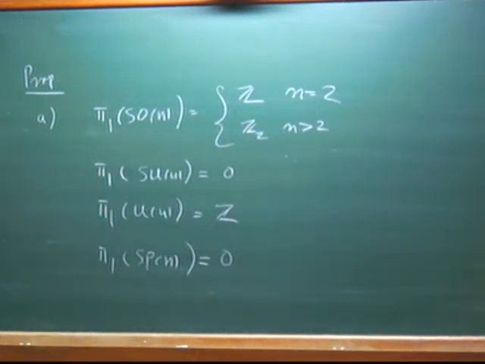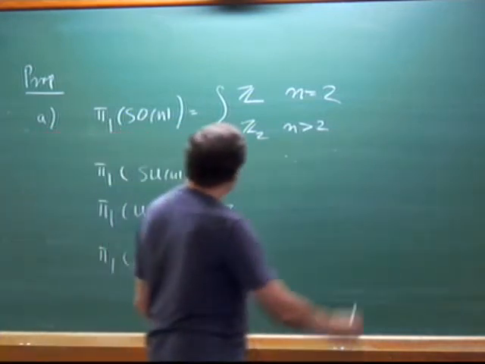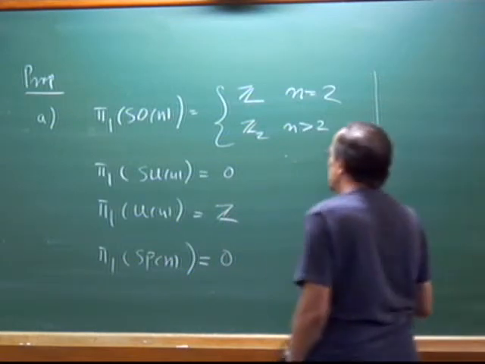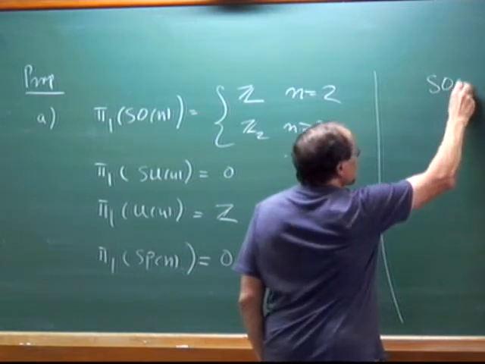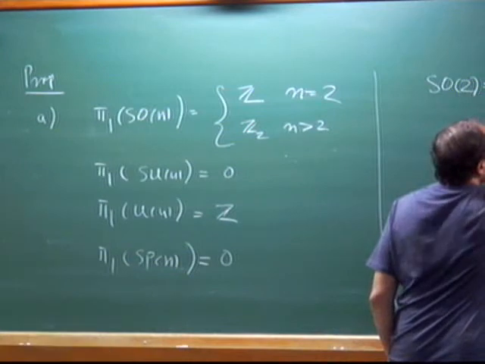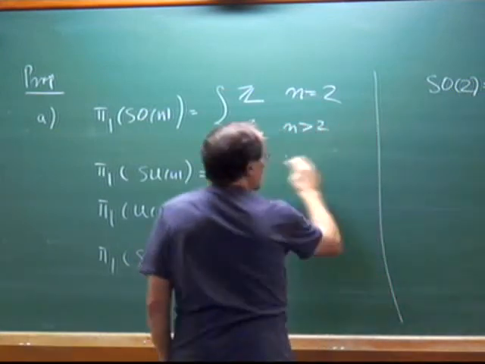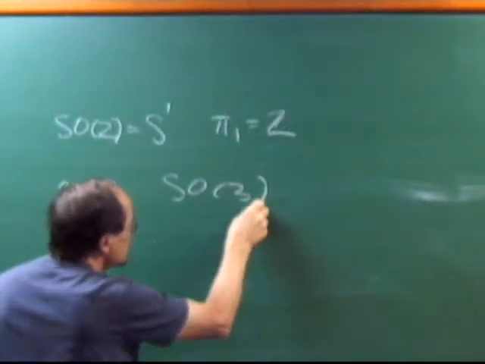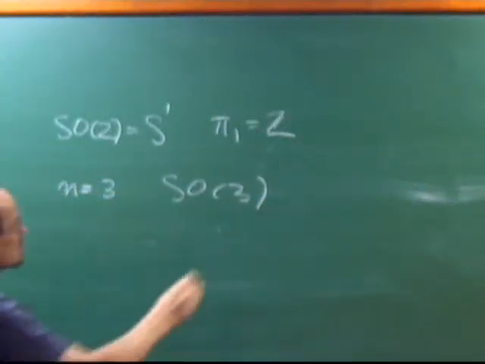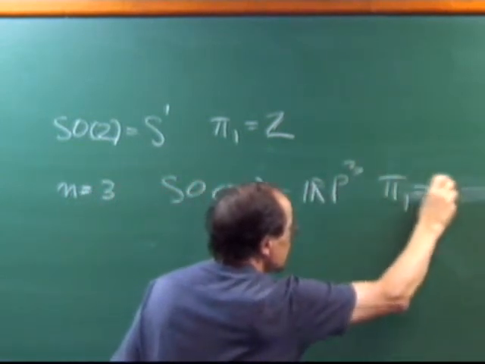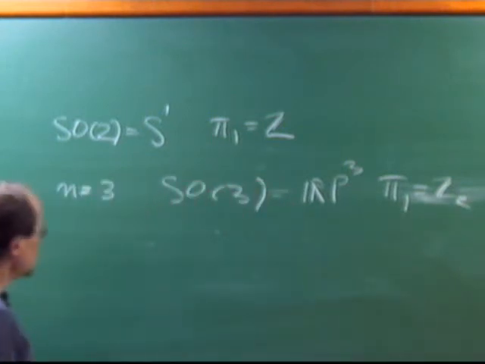Okay. So I'll do one of them. Maybe let's do SO(n), because that's probably the most interesting. The other proofs are similar. So first, we know SO(2) is a circle, so certainly pi 1 is equal to Z. And the next value, when n is equal to 3, SO(3), we saw on Wednesday that's RP3. So pi 1 of that is equal to Z2. And now we'll do induction.